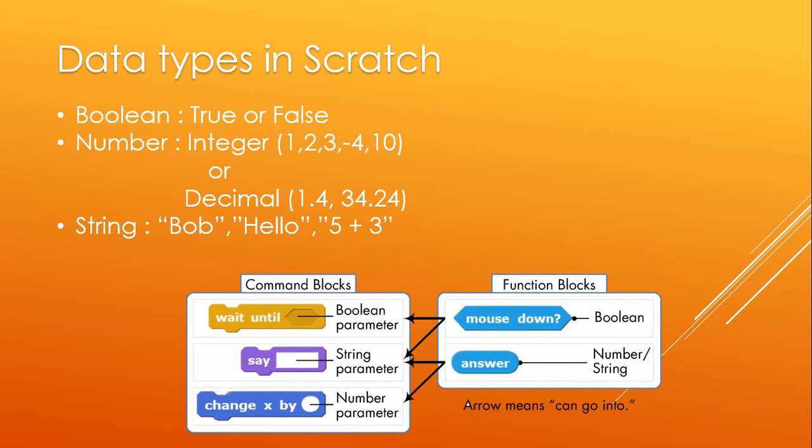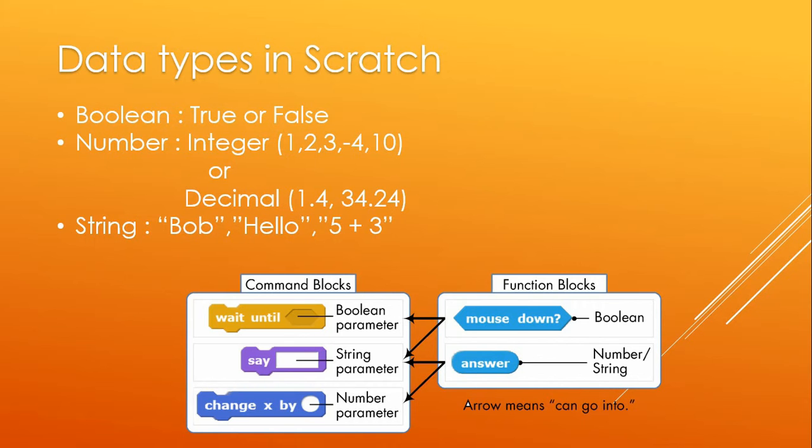And the final data type is string. So a string is a collection of characters. Those characters could be alphabetical characters, it could be numerical characters, so the numbers 0 to 9, it could be punctuation, or it could be any other characters that you might find on the keyboard.